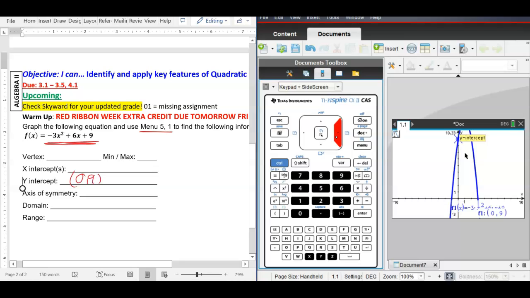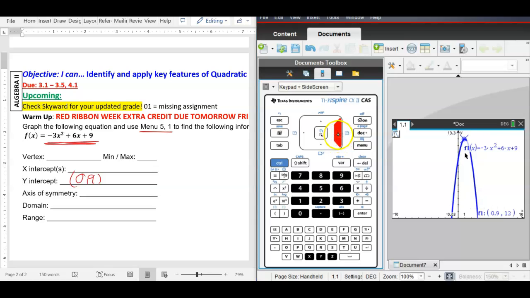But I need to go up to the vertex. So remember, when you're doing menu 5.1, you shift left and right, not up and down. Okay, so we go to the right until I get to the vertex, and there it is. What type of vertex is that? Maximum. And in the vertex, it tells me that maximum is 1, 12. That's my vertex.